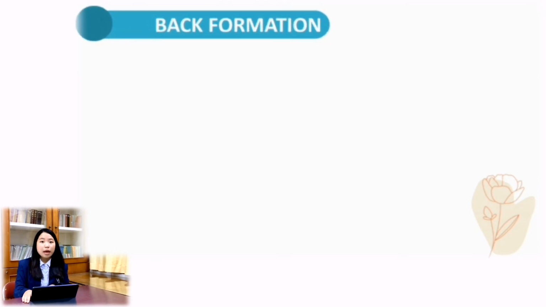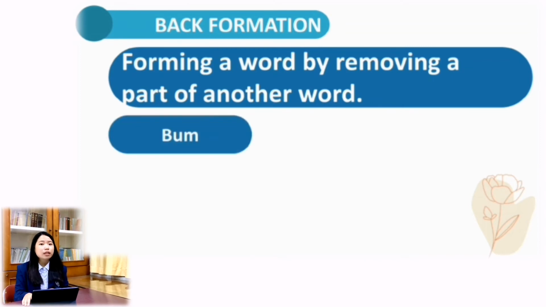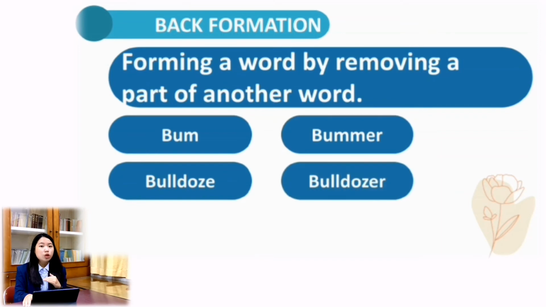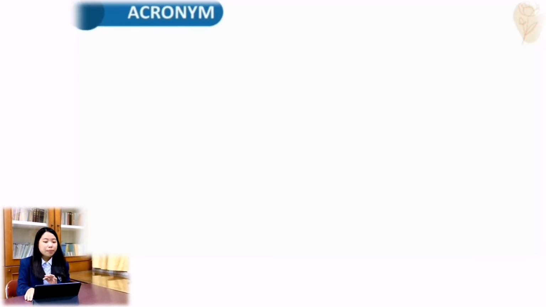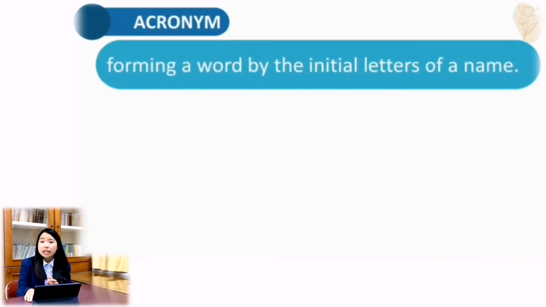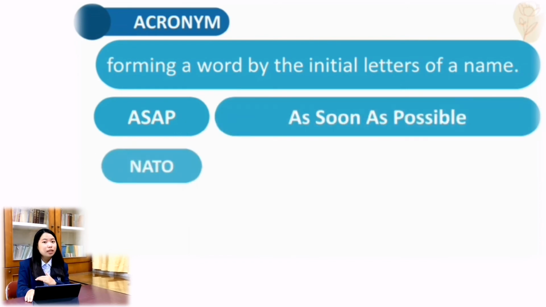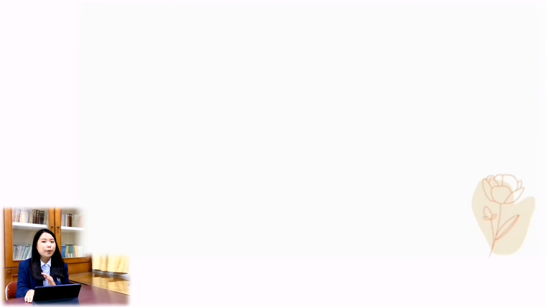The next one is back formation. Back formation is forming a word by removing a part of another word. For example, bum is from bummer, bulldoze is from bulldozer, and pea is from peas. The next one is acronym. An acronym is forming a word from the initial letters of a name. For example, ASAP, as soon as possible; NATO, North Atlantic Treaty Organization; and PIN, personal identification number.